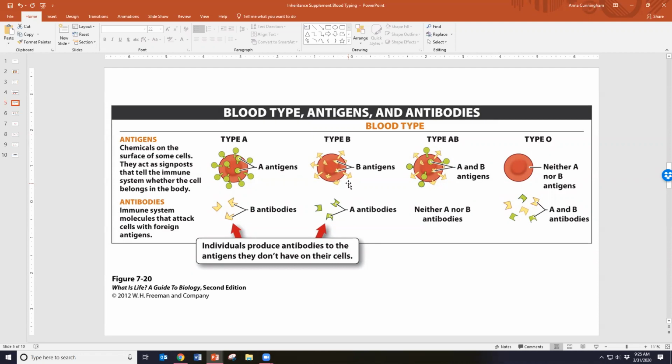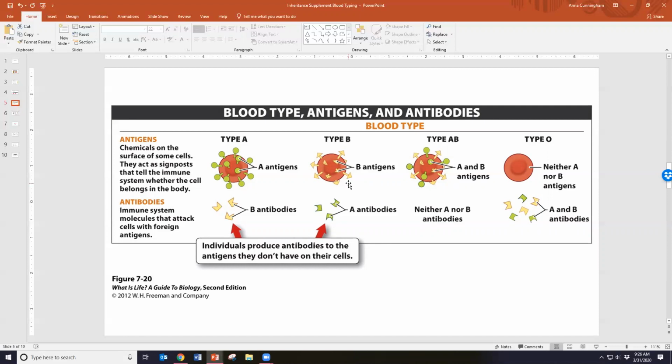If a person has type AB blood, they have both A and B antigens present, and therefore they would not have antibodies to anything, right? So they actually don't have antibodies. This would be somebody that's called a universal recipient. We'll talk about that in a minute. And then you have type O blood, which doesn't have either A or B antigens.